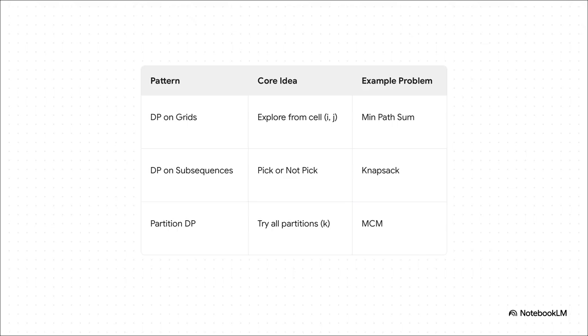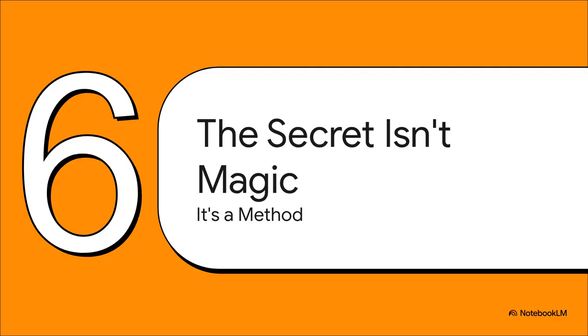Simple. For DP on subsequences, think of the famous knapsack problem. Your choice for every single item is always the same. Do I pick it or not pick it? And for something like partition DP, you're just trying every possible place you could split something, like a rod, and then finding the best split. See? The scenarios are different, but the core recursive question, what are my choices from this state, is exactly the same.